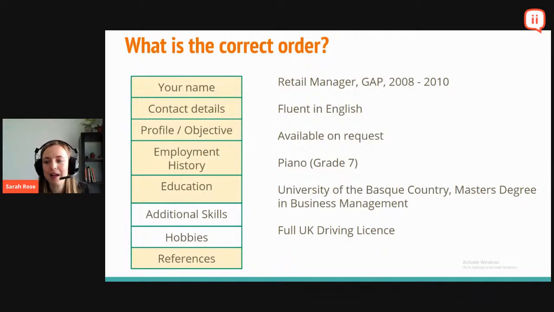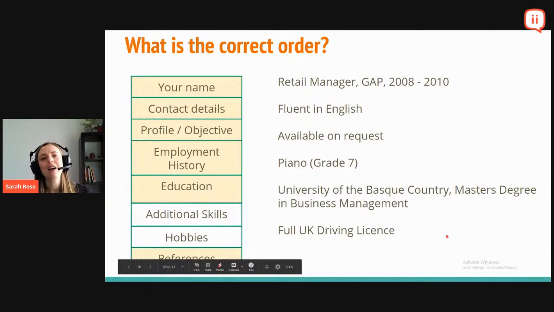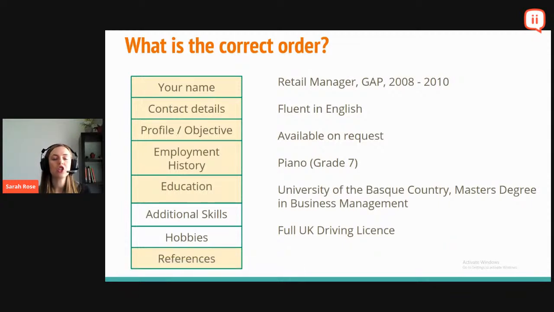That is a funny phrase, but it's very useful. Available on request, we put with our references. References are available on request. Now, what is a reference? A reference is somebody who the recruiter can contact in order to check that your CV is correct. So where you worked or what qualifications you've got. So we say references are available on request. Javier, yes, you did do a good guess, Javier, but we put that in the references. If you don't want to put the references contact information on the CV, you can just say available on request.